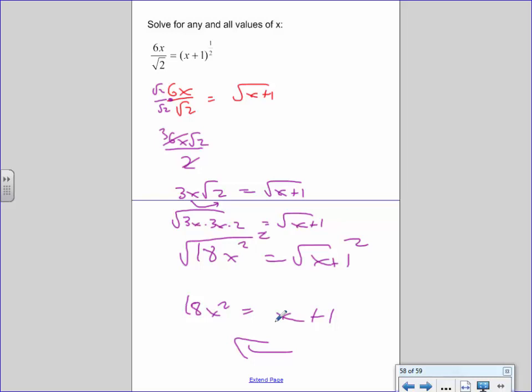The other thought I have, though, don't forget to check your work, because it's very common you pick up these extraneous solutions where it doesn't work.